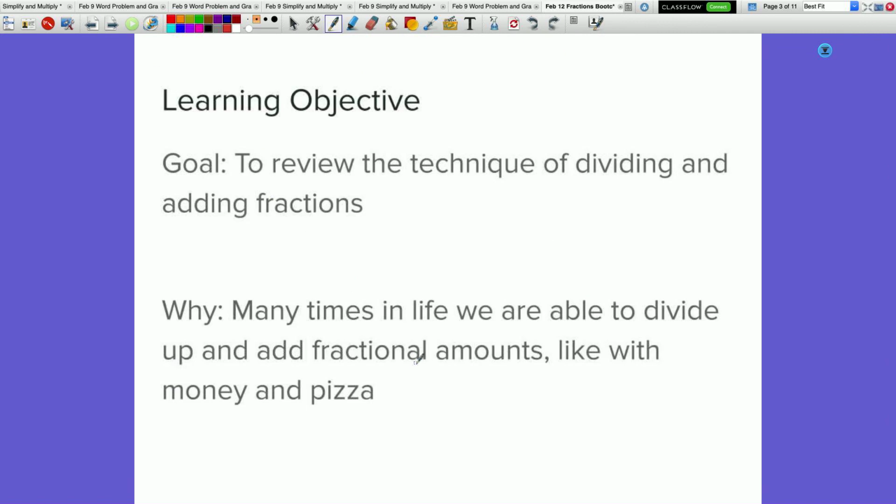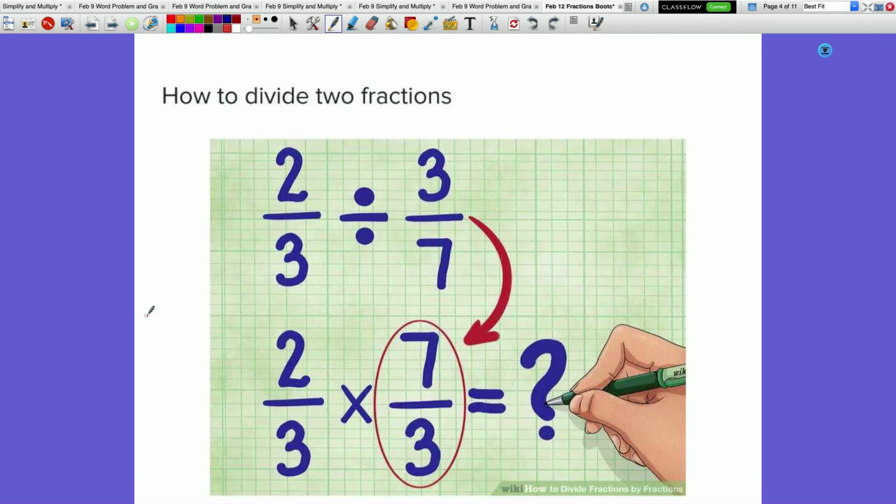All right, so on to a new topic. Our goal for today is to review the technique for dividing and adding fractions. While you're doing this many times in your life, we're able to divide up and add fractional amounts, like with money and pizza. We're always dividing our pizzas into fractions, and then, if you have 2 different types of pizzas, you might need to add those fractions. If you're dividing up your pizza amongst friends, you might need to divide those fractions. Pizza is a really good example of fractions.